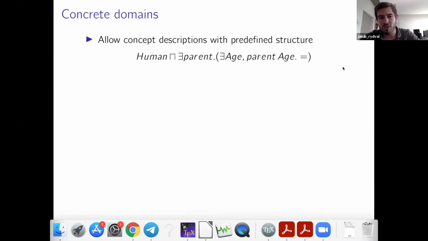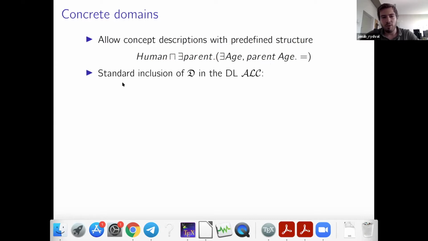So concrete domains were introduced to description logics to allow for concept descriptions with predefined structure, such as age, location, or size. And here, for instance, we have a concept that describes an individual who is a human and has a parent and also a grandparent who are of the same age. And obviously, this should be unsatisfiable with respect to any reasonable knowledge base. But also, we should have some uniform understanding of how age is interpreted, and it should not depend on a TBox that we're working with.